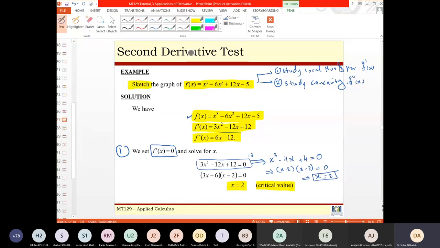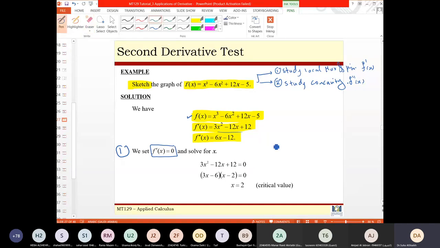Now notice this thing. Here I did factorizing without dividing by 3. I divided by 3 and then did factorizing. This is correct and this is correct. And why did I simplify it? I want the factorization to be easier. It's fine to do it like this.